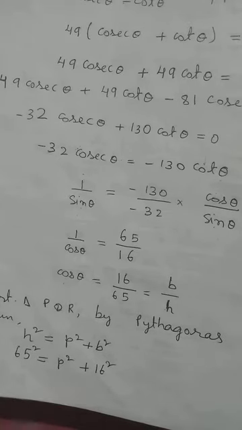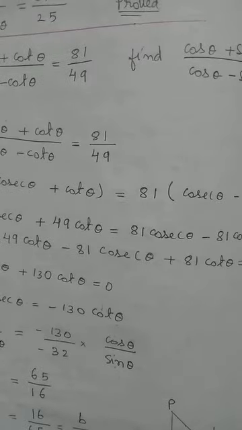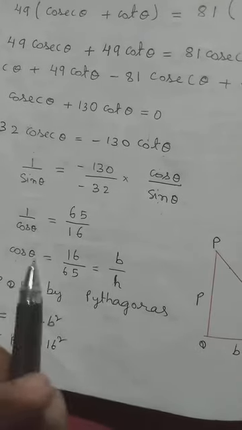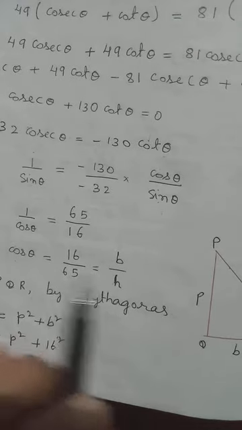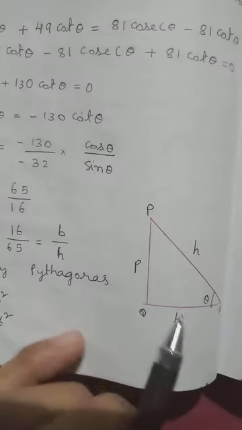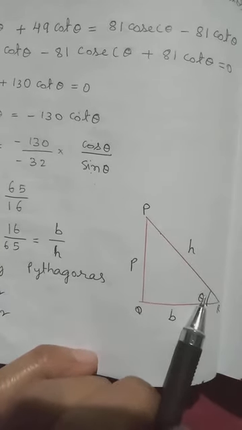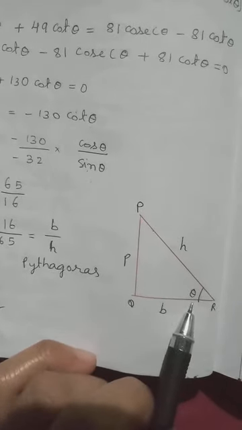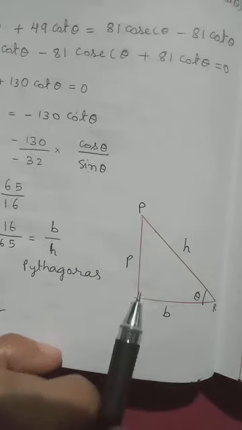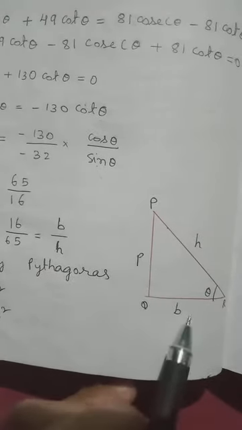Next we have to find sin theta and cos theta according to what the question wants. Here we know that cos theta equals b by h. If we compare it, base is 16, h is 65. So remember, while comparing, theta should be placed in the acute angle, and then base is the side next to this angle. Here it is nearer to theta, so it will be the base. This one will be perpendicular. Opposite to 90 will be hypotenuse.